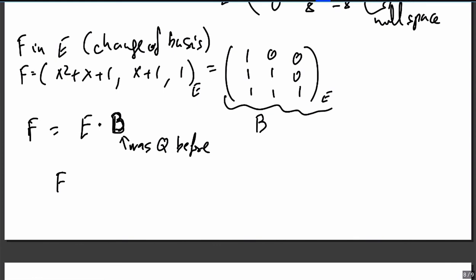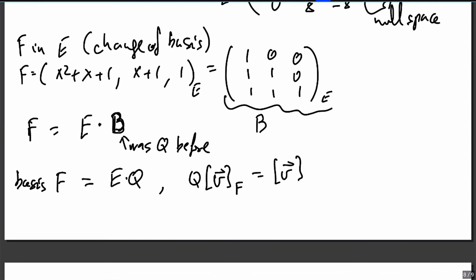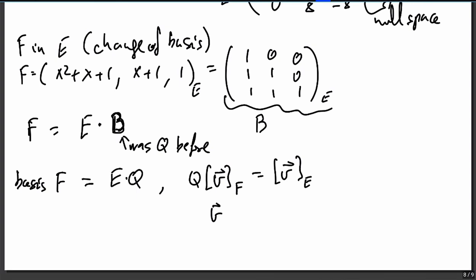And what we had is that if you have a basis change, if you have this F equals E times Q, change of basis, then when you want to change coordinates, in the F coordinate you have Q multiplying from the left, and then you get the coordinate matrix in basis E. And if you want to get the coordinates in F, you have to multiply with the inverse of Q from the left, the coordinate matrix of E.